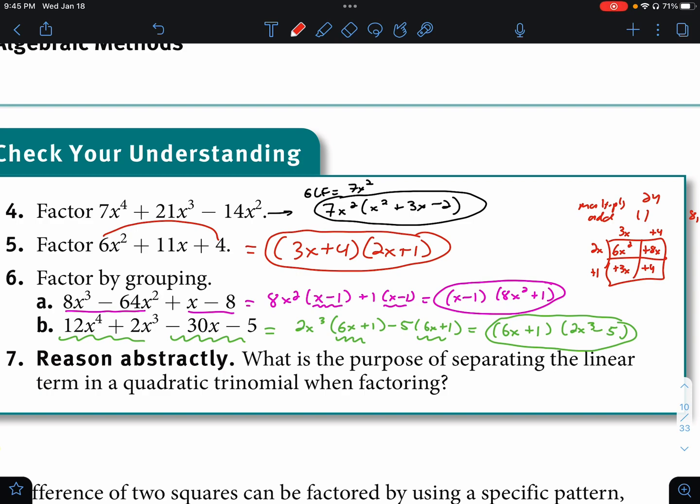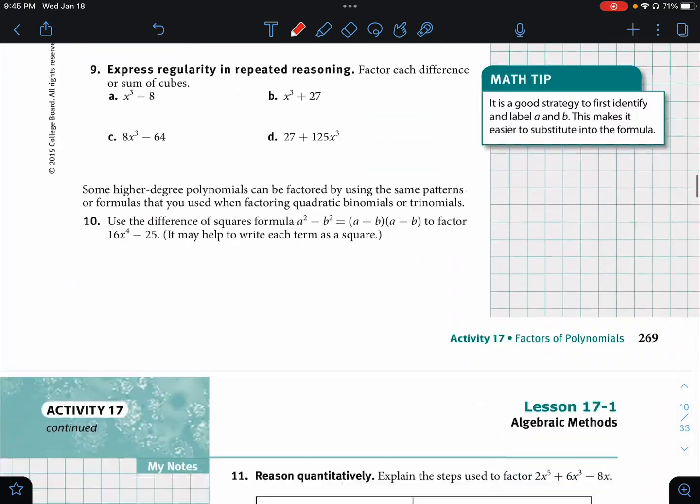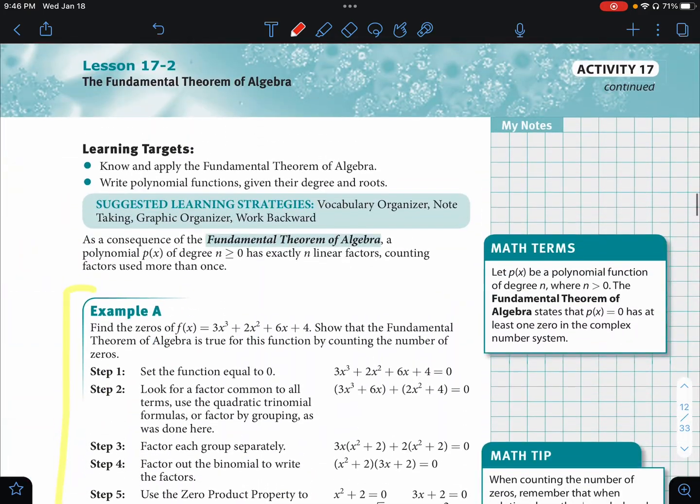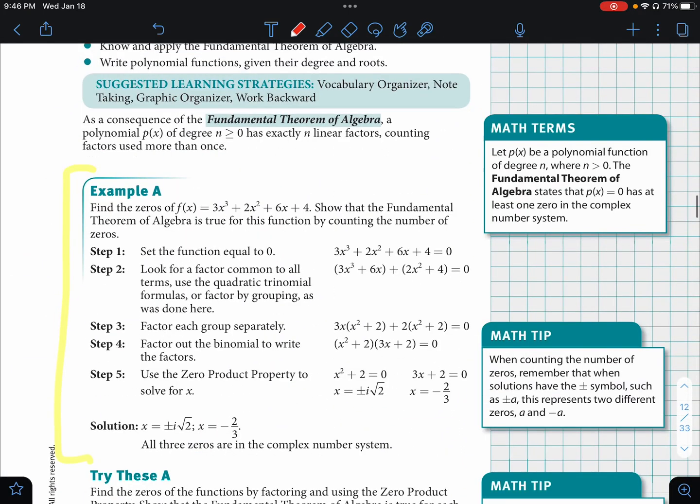What we're going to do next is fly forward into lesson 17.2. We're going to keep these same kinds of factoring techniques, but what we're going to do is solve. So we're going to set these equal to 0 and find all of our answers. Okay, so we're going to scroll all the way ahead to 17-2, page 271.